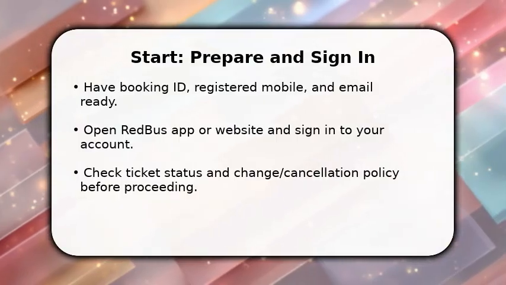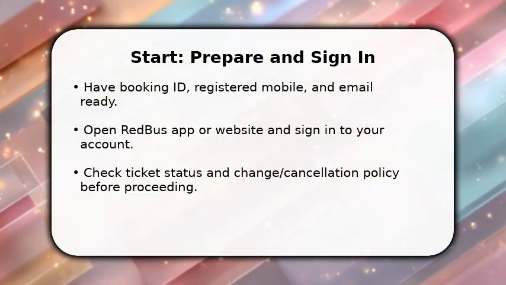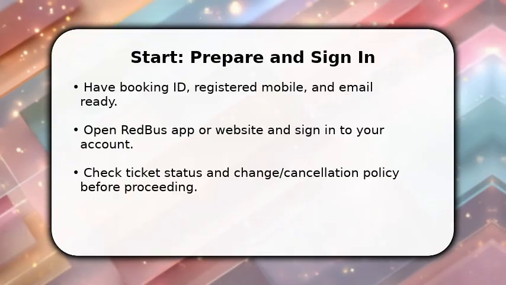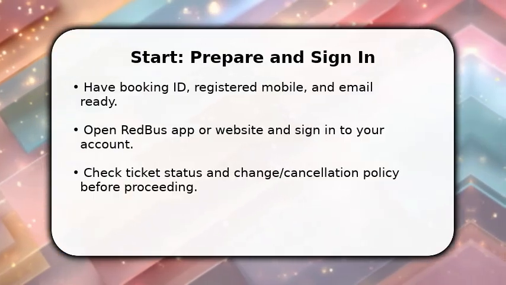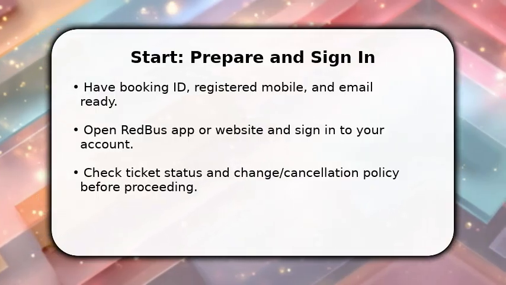You begin by signing in so Redbus recognizes your booking and profile. Once done, locate your booking using the PNR or booking ID. This saves time and avoids errors. Make sure your phone number matches the booking because OTPs are required for changes.